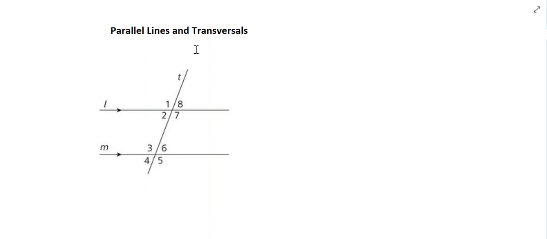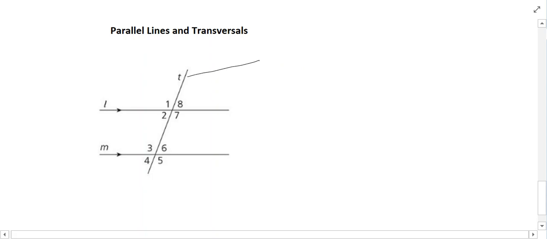So a transversal line is a line that cuts across two or more lines. And the two parallel lines, L and M, are both crossed by a transversal line, in this case T. So what we're saying is that this line here, line T, is what's known as a transversal. Okay, it's a transversal. So that's equal to the line T.